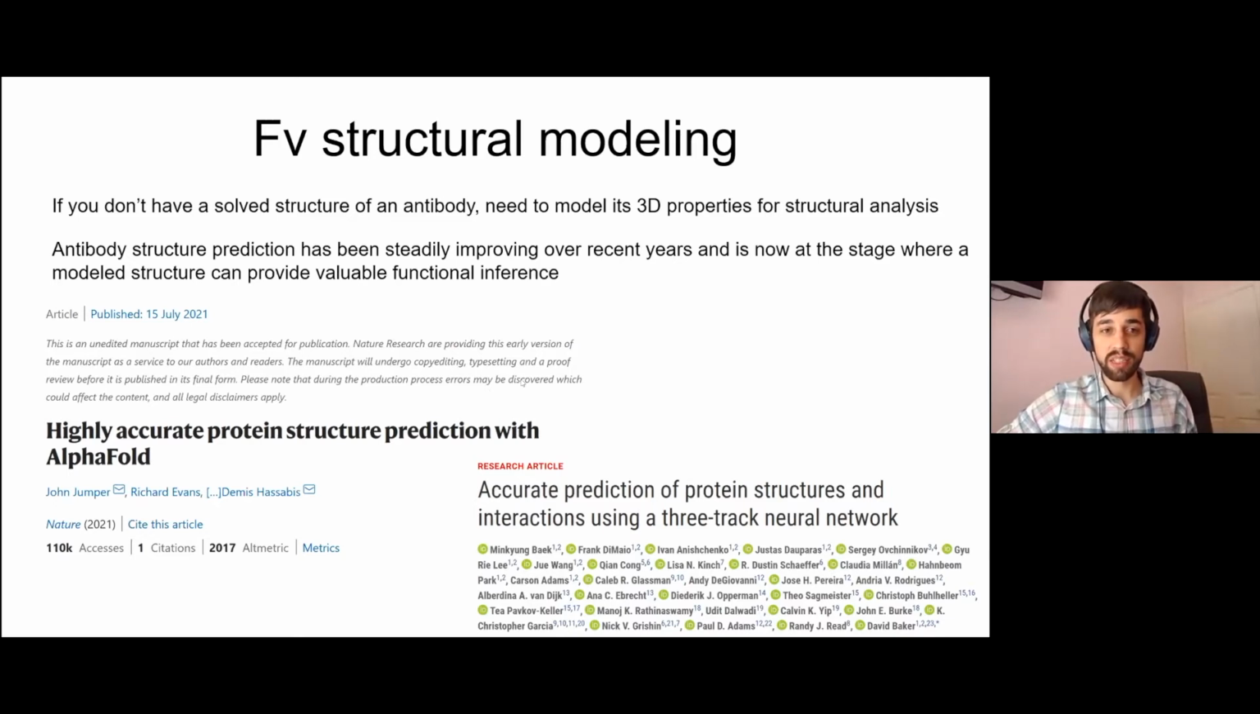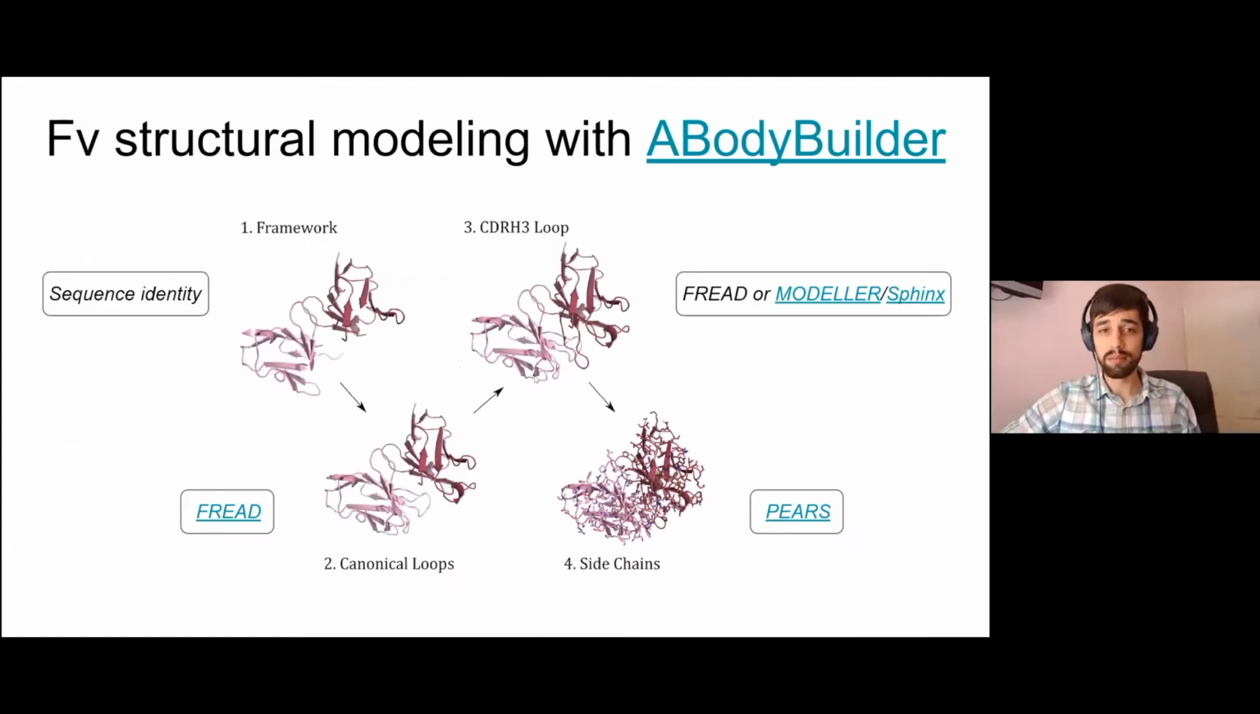So if we just flick to that slide, we use our tool called ABodyBuilder, which is our modeling pipeline essentially. And we can treat the antibody modeling pipeline in a bit of a cheap way, really. We can make it a very modular protocol. So the framework region, which doesn't really vary in structure very much across antibodies, we can calculate its structure by borrowing the coordinates from a very sequence identical structure that's already been solved from SAbDab. Then for the loops, which are actually the bits often doing the recognition, we have to think a little bit more carefully about this.